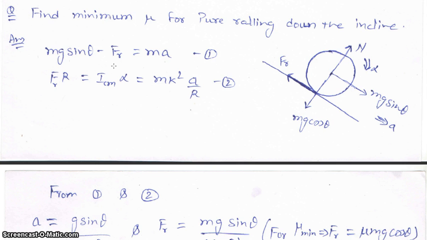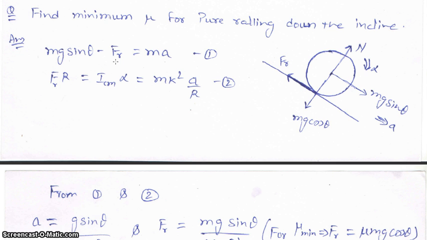This example is also an important result, must be remembered. So you have to find a minimum mu, so that if an object is released on an incline having an inclination of theta, it must pure roll. So again, as the case is limiting, we will put friction as mu N in the final equations.